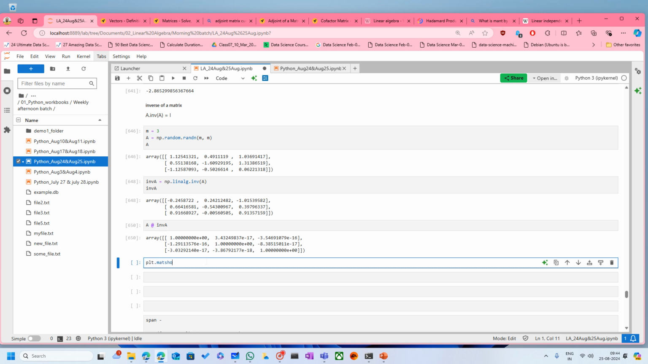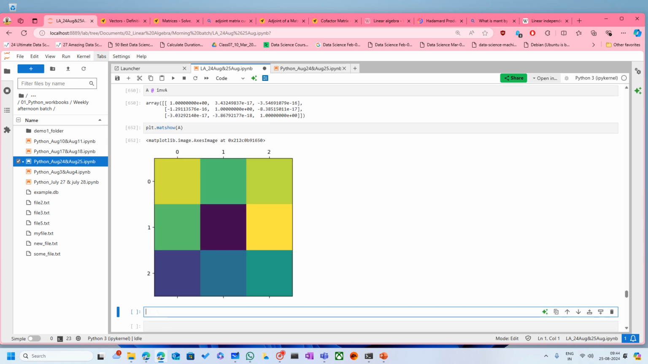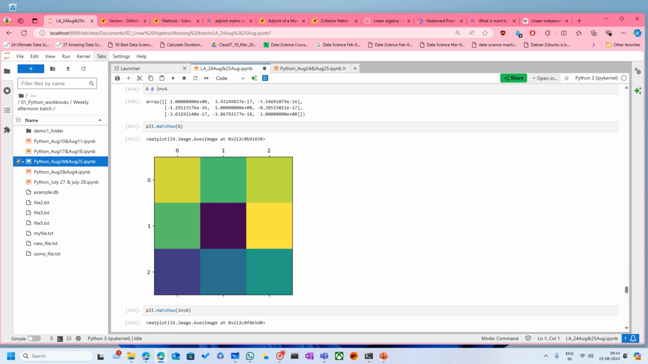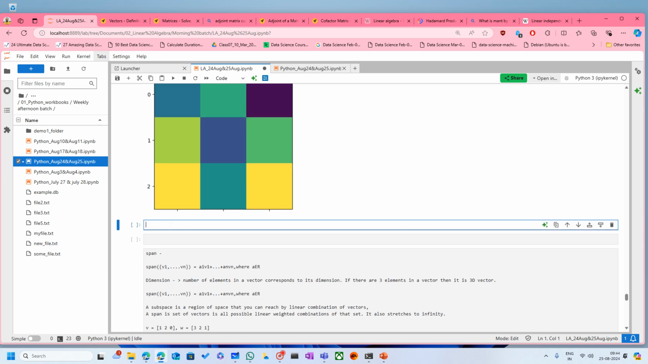Let's do one thing. plt.matshow of A, this is your A matrix. plt.matshow of inv_a, this is your inverse of A. And then plt.matshow of the product of A and inv_a.